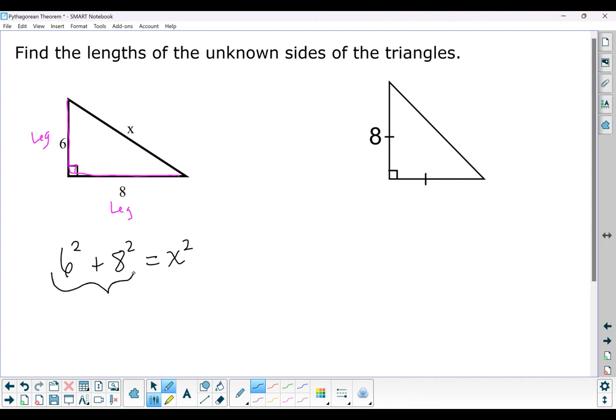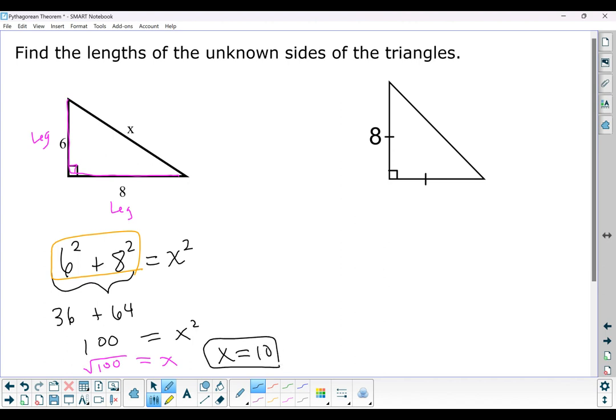In your calculator, you can add these two together. If you're doing it step by step, make sure you square those individually. So 6 squared is 36 and 8 squared is 64. You don't want to add them to be a 14 and square the 14. That would be a whole separate thing. You can just type it in your calculator like this, or you can calculate them individually and then add them together. So 100 is equal to x squared, and our last step is to take the square root of 100 to get our x value. In this case, the hypotenuse has a length of 10.